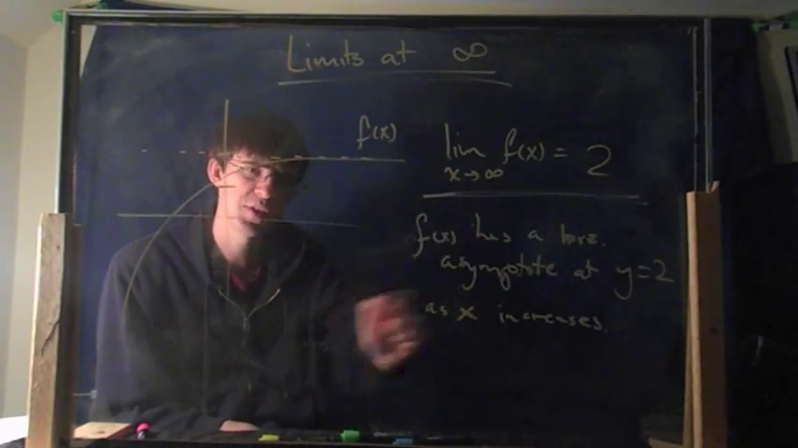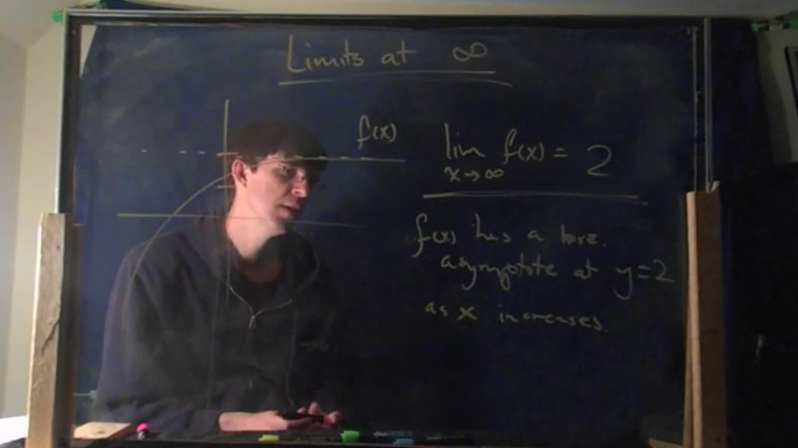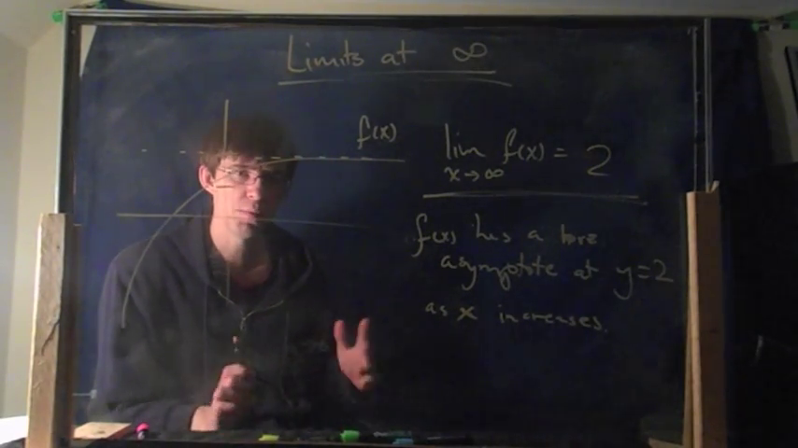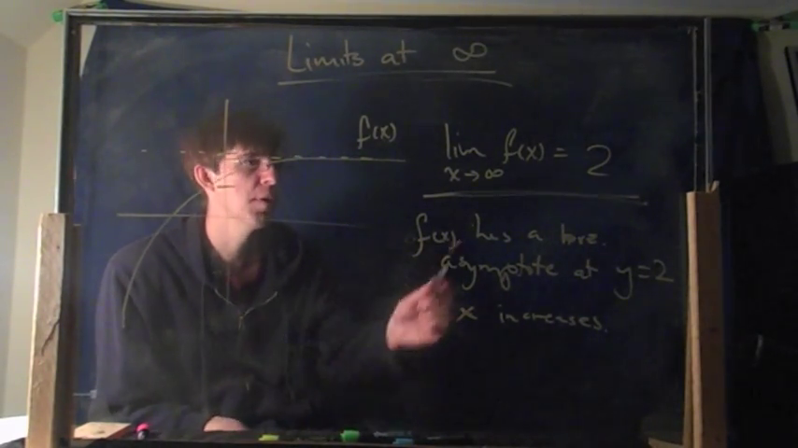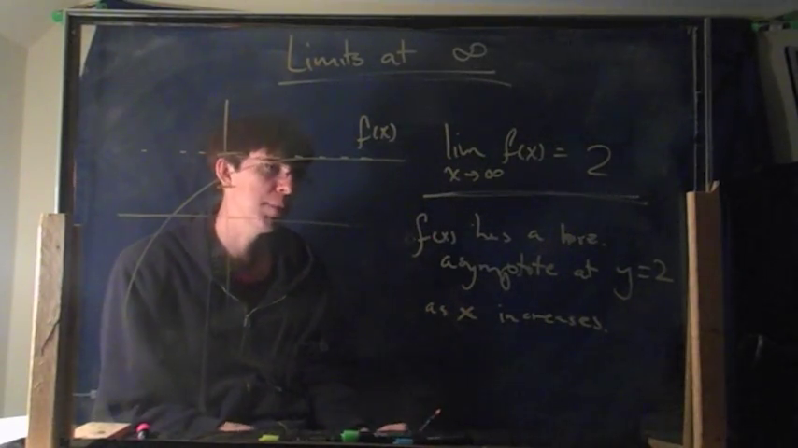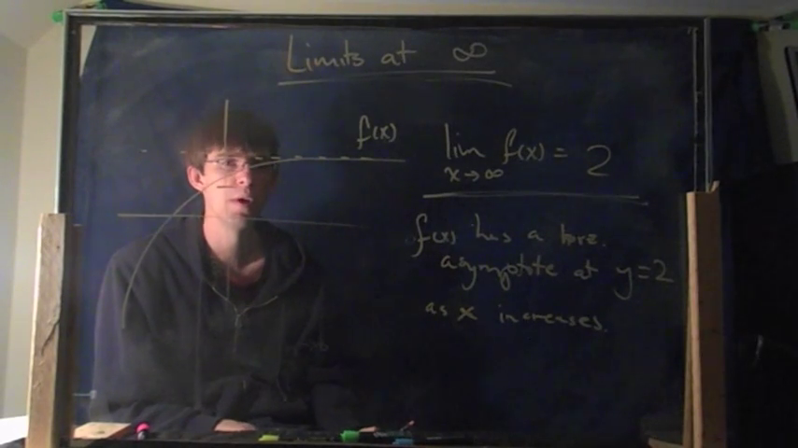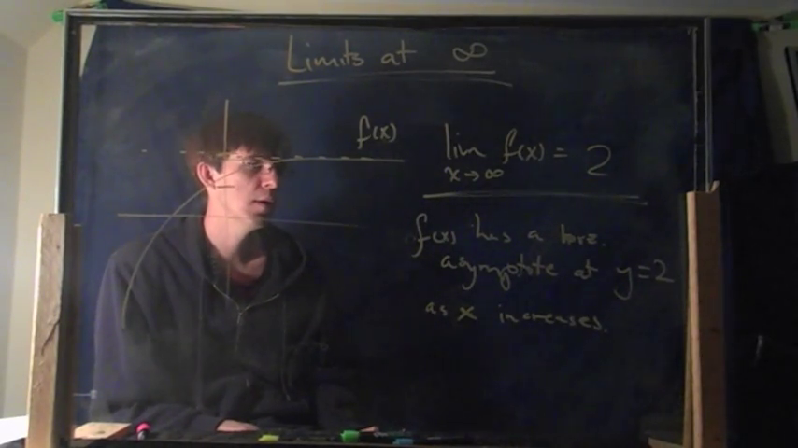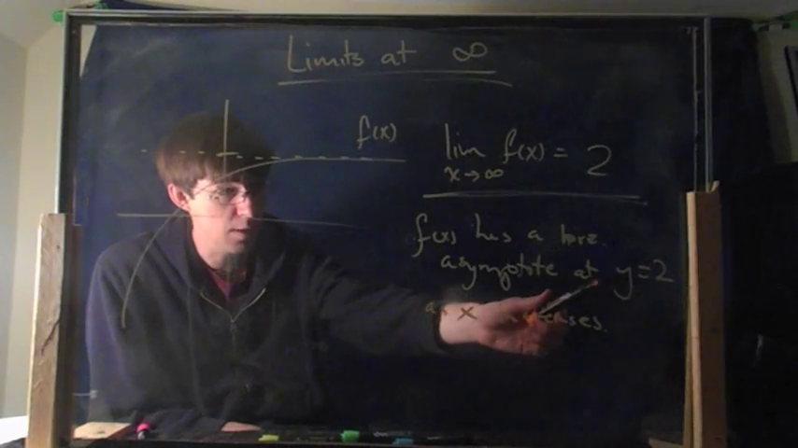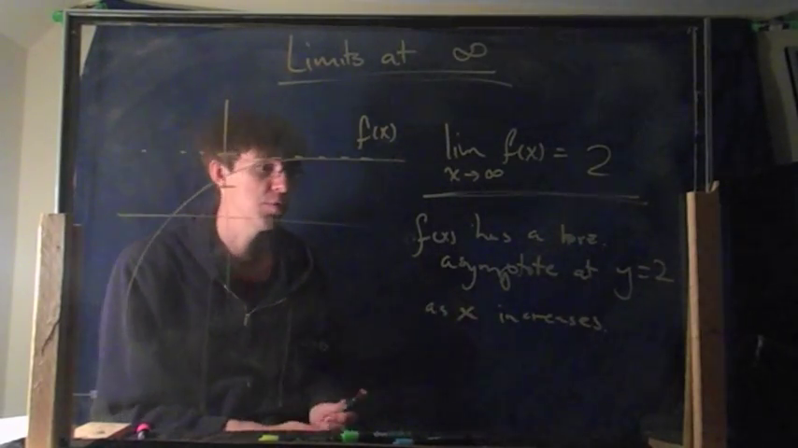I'm trying to avoid discussing exactly what infinity is. Infinity is not a number. It is a thing you can talk about, but you don't really have to believe or not believe that infinity is a real thing to say this: f of x has a horizontal asymptote at y equals 2. All right?